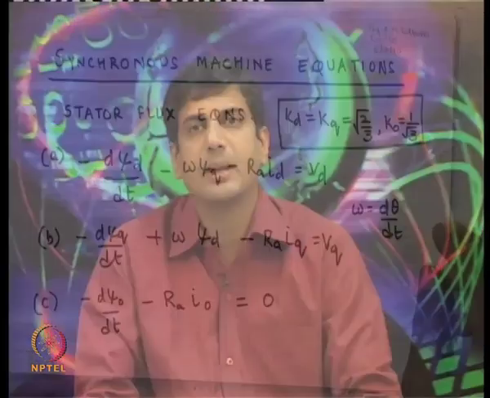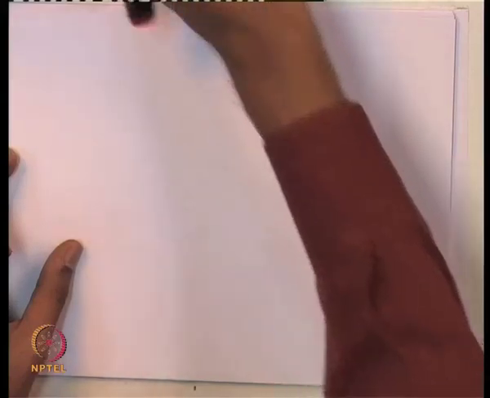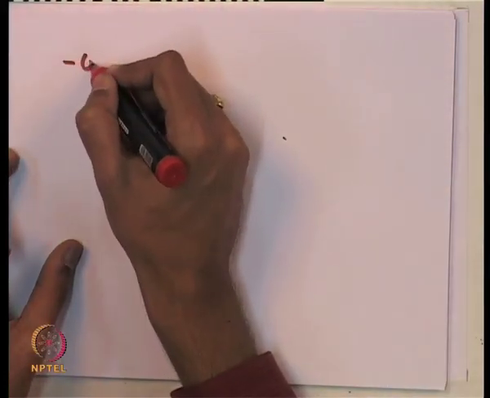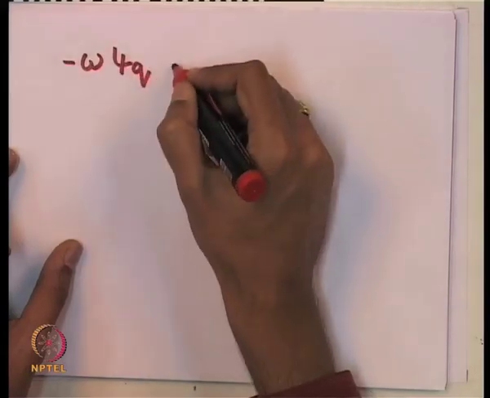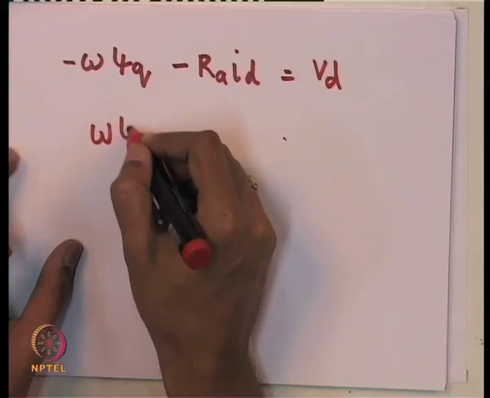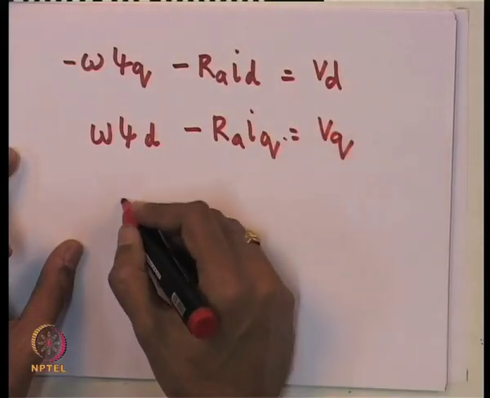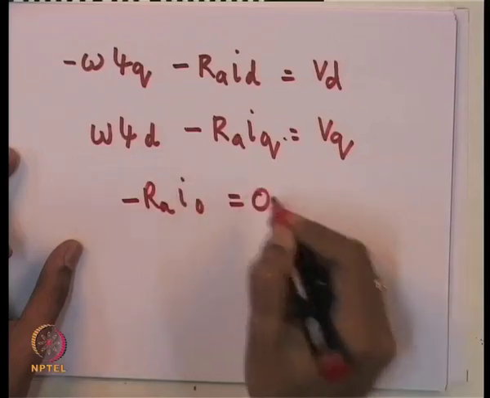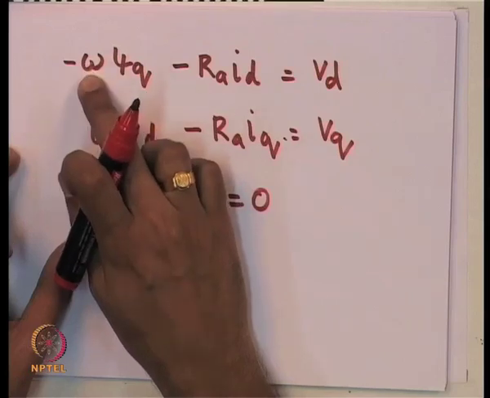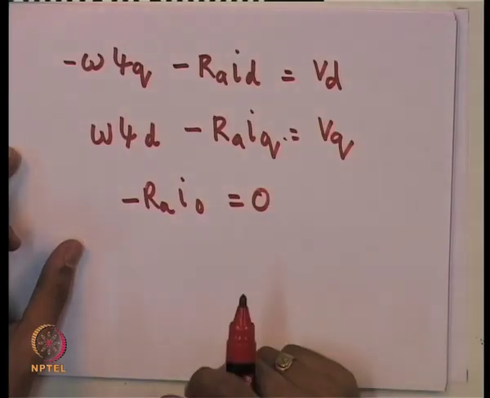So, what we do is take the differential equations of the synchronous machine, set all the d by d t equal to 0. If, for example, you take the stator flux equations, since d by d t is equal to 0, you will have omega psi q minus r a I d is equal to V d, and you will have omega psi d minus r a I q is equal to V q, and of course minus r a I 0 is equal to 0. Omega is of course the electrical angular frequency, please remember that.